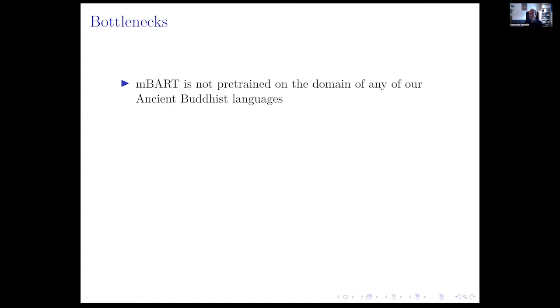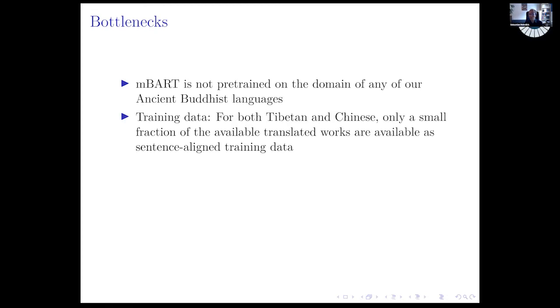So we still want to train this model to include also Tibetan and also the special domain of Buddhist Chinese, which to my best knowledge has not been used for the pre-training of the official MBART model. And of course, Sanskrit and Pali data, we would also like to include for the pre-training of the MBART model. And then training data, of course, obviously, for both Tibetan and Chinese, only a small fraction of the available translated works are currently available as sentence aligned training data. So there's a lot of improvement that we can make here.